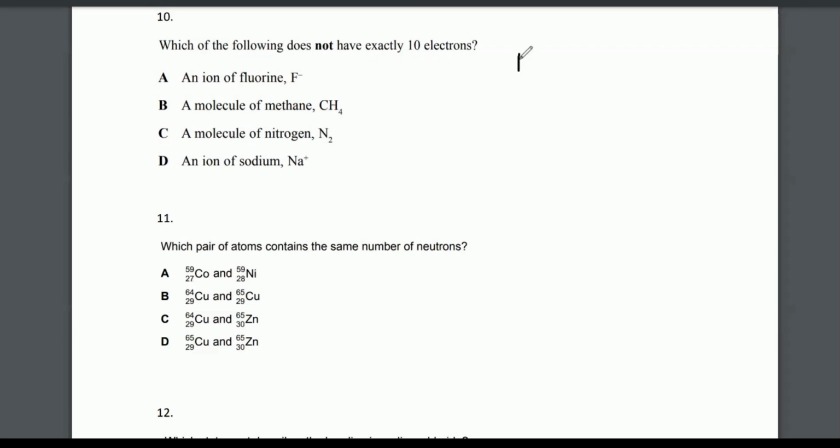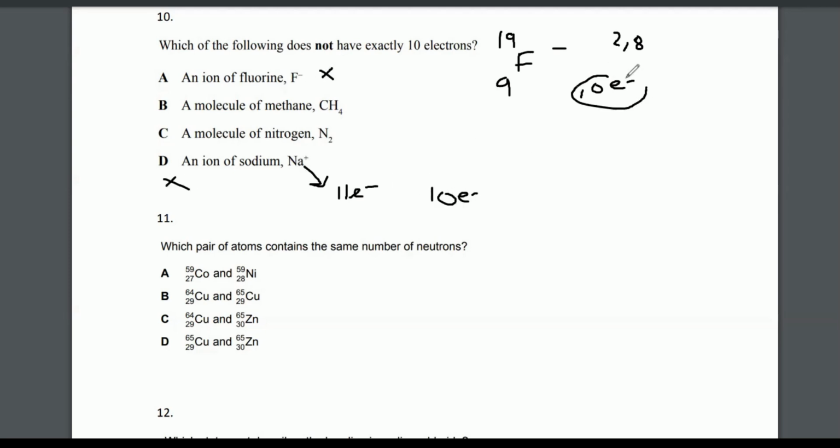Let's move on. Which of the following does not have exactly 10 electrons? Well, fluorine has 9 electrons. A fluoride ion would have 10 electrons because it would have an extra electron. Let's look at sodium down here. Answer D, because it's a nice and easy one to look at. Now, a sodium atom would have 11 electrons, but when it becomes an ion, it would have 10. So that's got exactly 10.